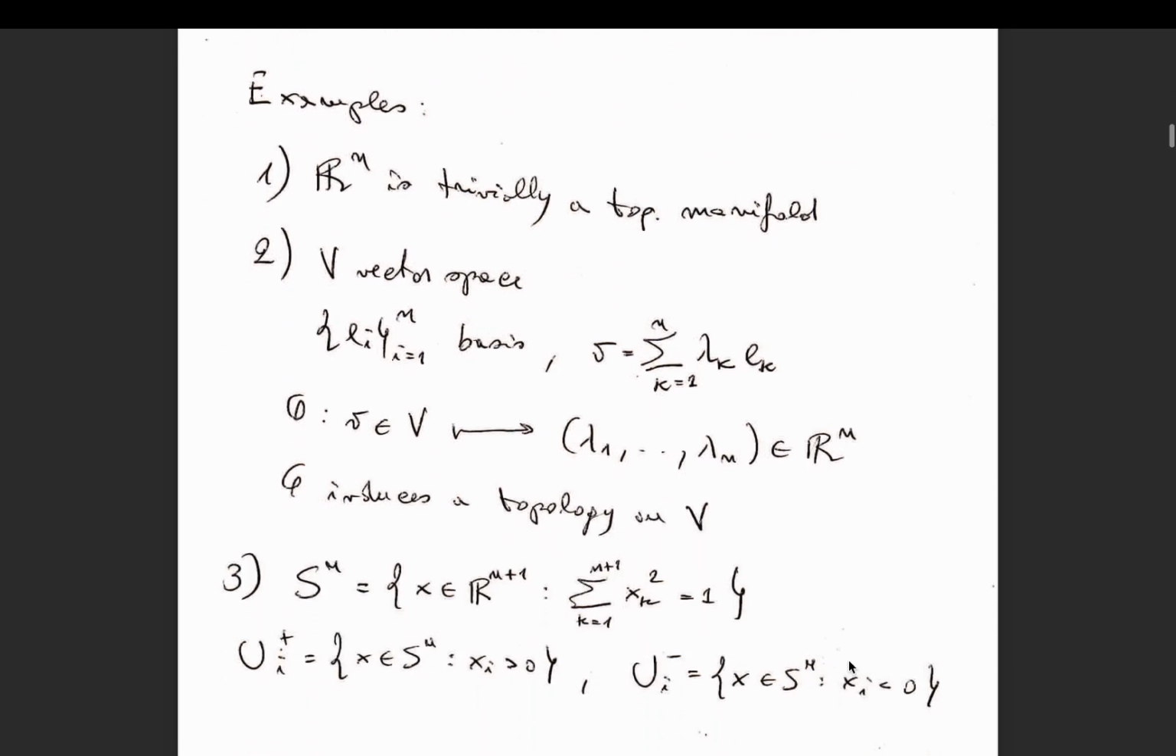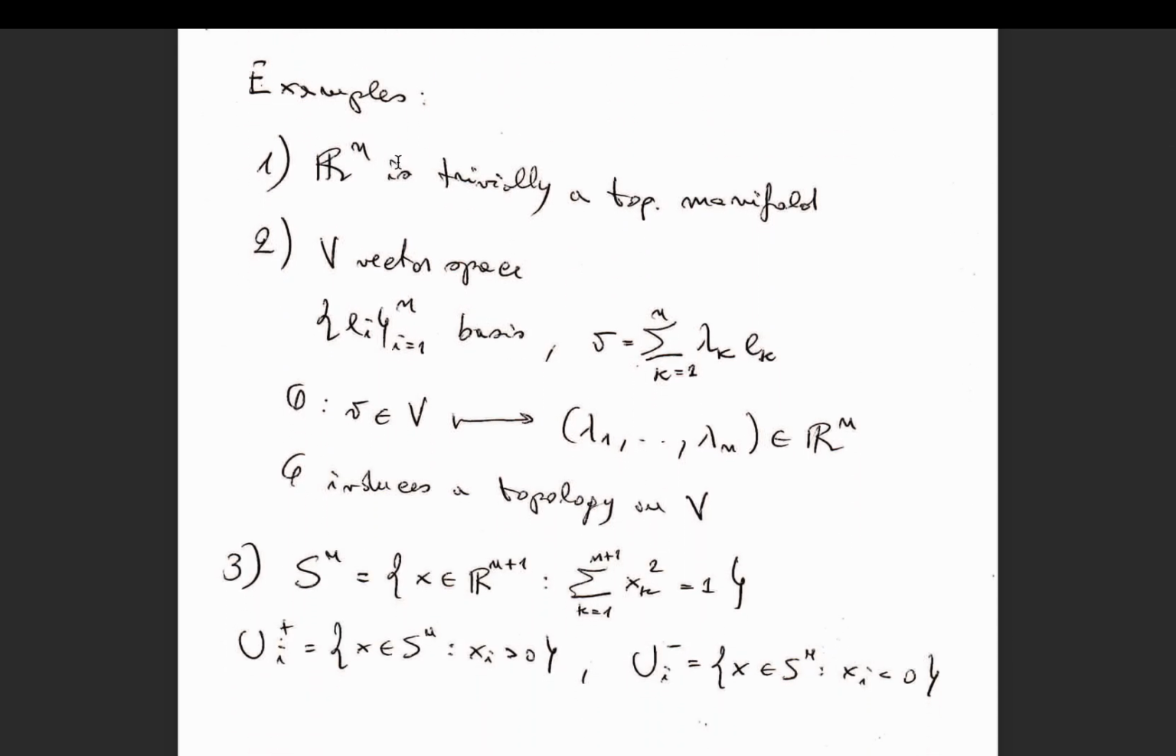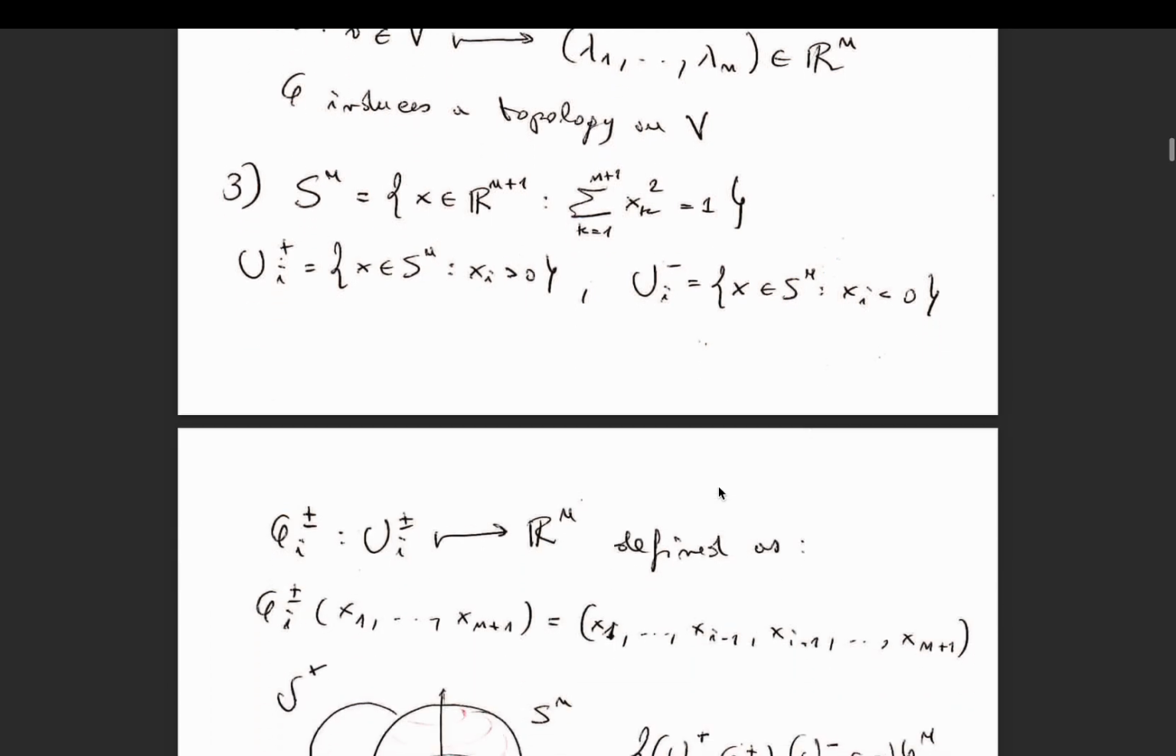An example of a topological manifold is R^n, which is trivially a topological manifold. Take a vector space, let's assume that the vector space is finite dimensional, and let e_i be a basis. Then the map phi, which maps V into R^n, induces a topology on the vector space. So a basis picks n reals, defining what a vector is in that basis, what is the representation of the vector in that basis.